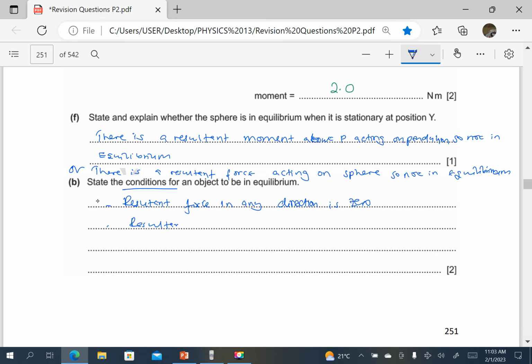Number two, the resultant torque. When I talk about resultant torque, I can refer to moment. The resultant torque about any point is zero. If those two conditions are satisfied, it means translational equilibrium is achieved and rotational equilibrium is achieved.